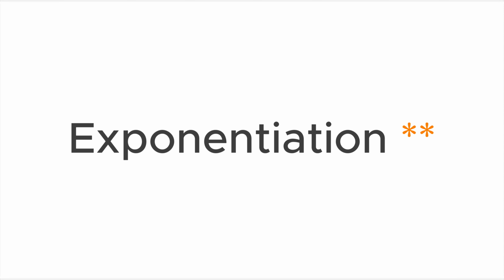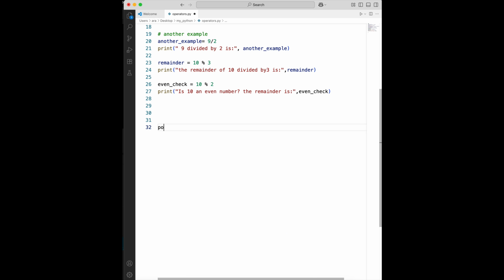Exponentiation, the double asterisk. To calculate to the power of, we use two asterisks like this. power_result = 2 ** 3. This means 2 to the power of 3, like this: 2 times 2 times 2. print("2 to the power of 3 is", power_result).